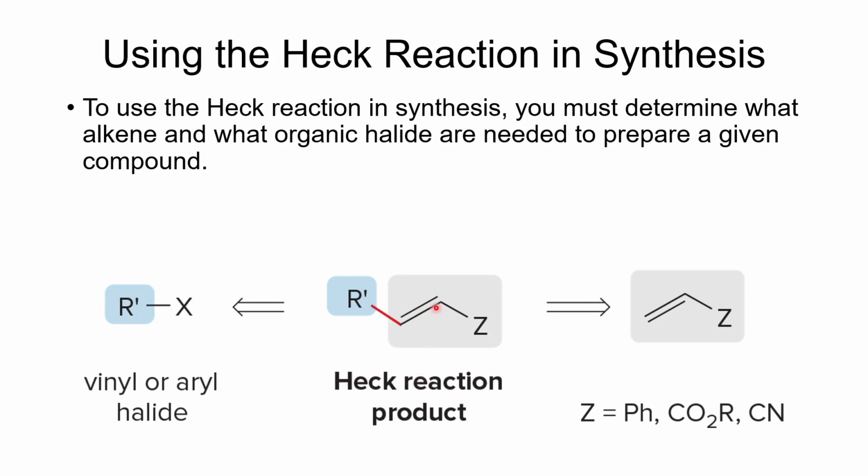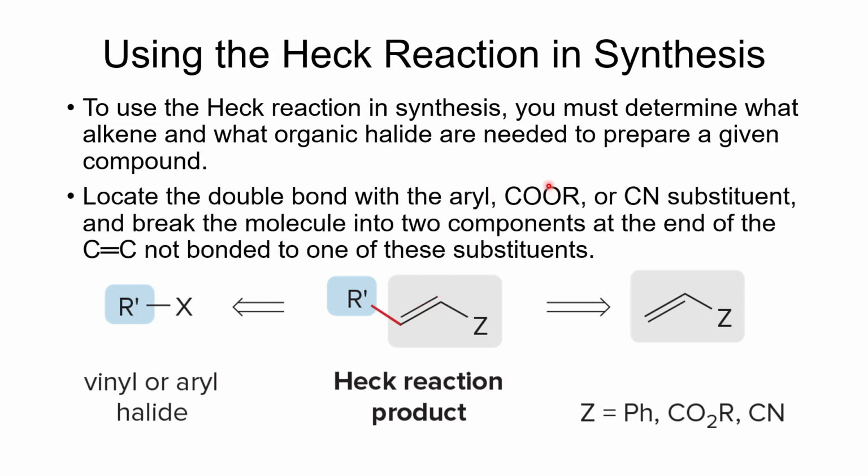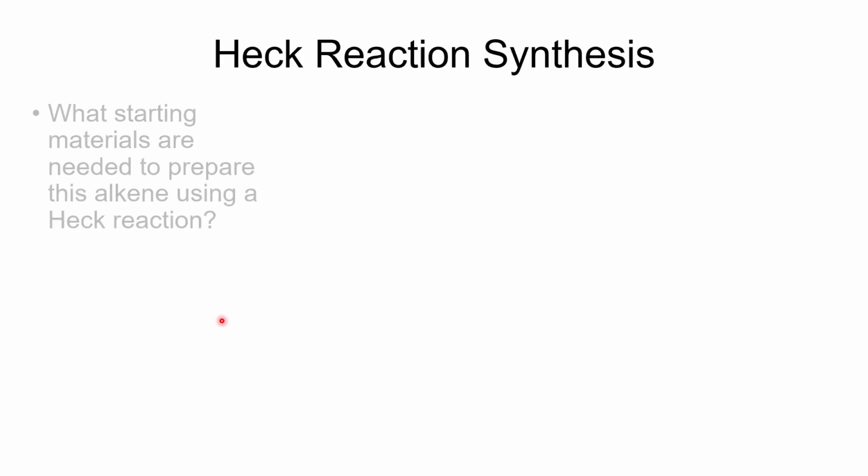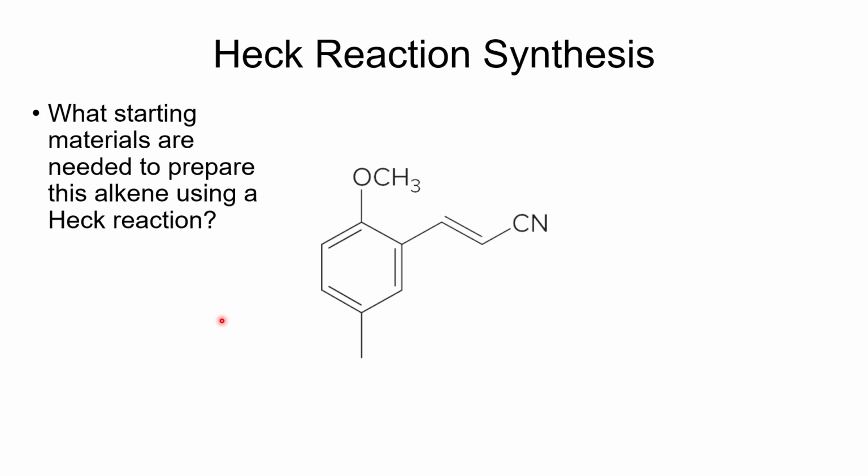So locate the carbon-carbon double bond that is adjacent to either an aryl group, an ester group, or a cyano group as a substituent. So we're looking for this component. And then the other bond is going to be the new bond that we formed. And then the R group is going to be either our vinyl or aryl halide. Right. So let's look at this as an example.